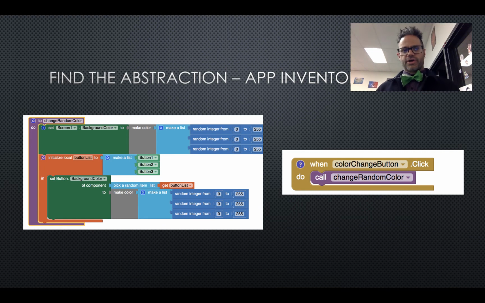So let's take a look right here at an example. We have 2 chunks of code on our screen right now. We're using a block-based example from App Inventor. We have a change random color method right here where we're going to do some changing colors to the screen, and every button inside a button list, we're going to go ahead and change all of their colors as well. Or we have the web color change button dot click call change random color. So we have this one, or we have this one. Which one is the abstraction?